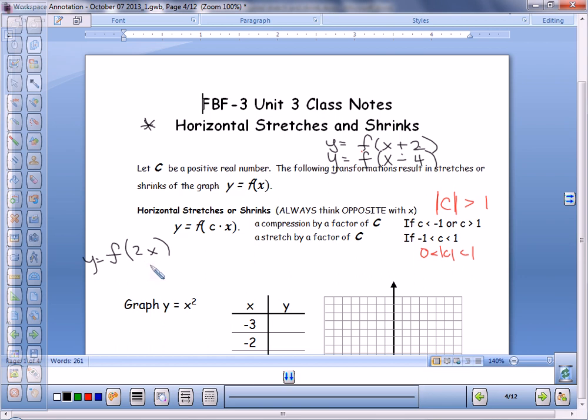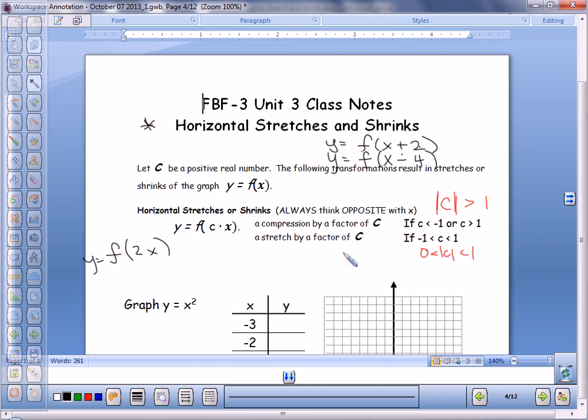Yeah. So if this number is greater than 1, do you see how it's actually a compression? Because we have to do the reciprocal. If this number is between 0 and 1, it is a stretch. When it affects the x, we always do the opposite. Now we're going to do some examples so that that actually makes sense.